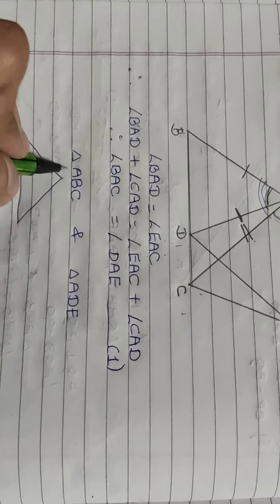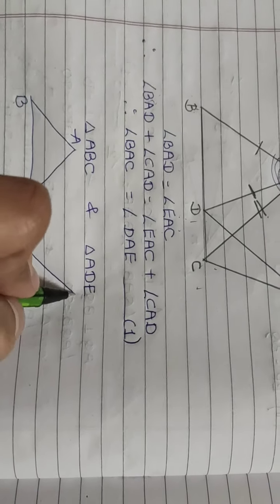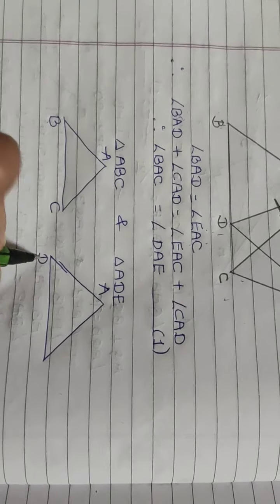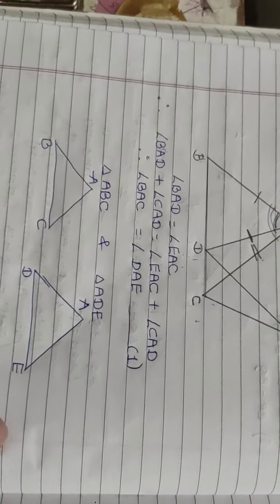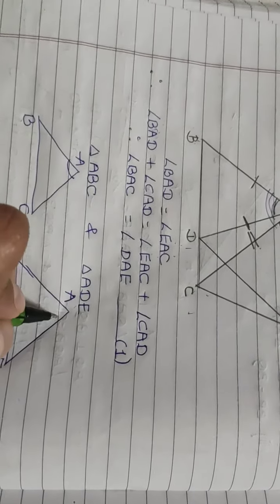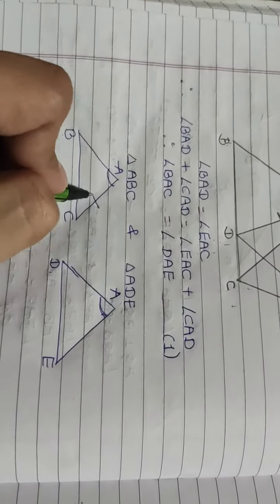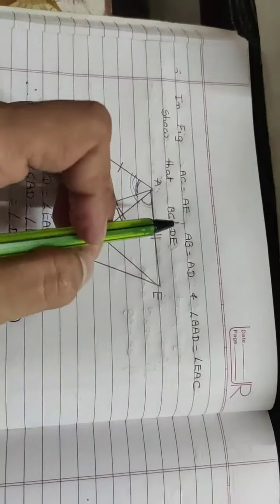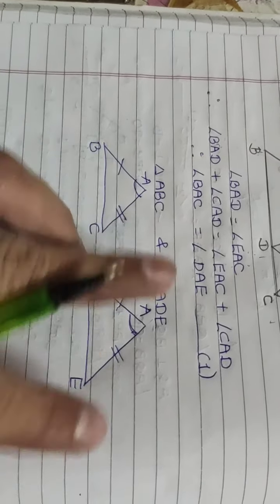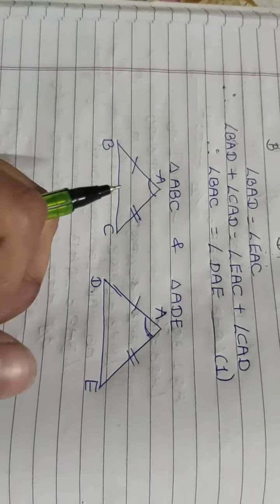You have to draw this figure with pencil. ABC, and here it is triangle ADE. Now BAC is equal to DAE. That means this angle is equal, and one thing is given, AC is equal to AE. That means this side is equal to this side, and AB is equal to AD. That means this side is equal to this side. That means two sides are equal and the remaining included angle is also equal. That means by SAS congruence we can prove that.